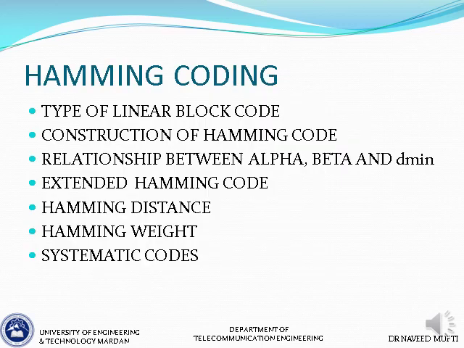So now we move on to discussing the first type of block code, which is called Hamming code or Hamming coding. Hamming coding is a type of linear block code, and we will be discussing the construction of Hamming code. We've already discussed the relationship between alpha, beta and gamma. We will also briefly discuss extended Hamming code. We have done Hamming distance, Hamming weight, and we have done systematic code. So some of the terminologies we are familiar with and some things we'll be looking at.